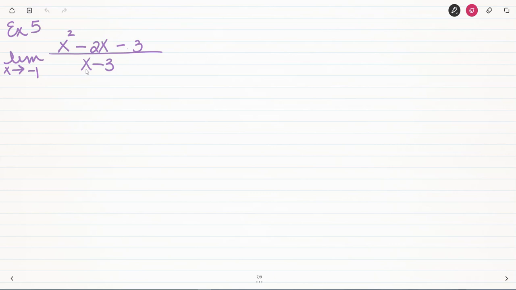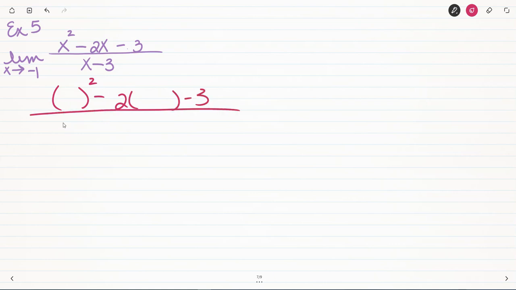If I replace the x with a negative 1, notice that we don't get any problem in that denominator. There's no problem with letting x equal negative 1. So I'm going to go ahead and just use direct substitution.